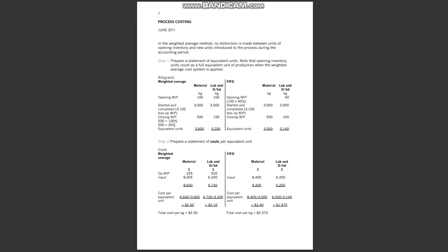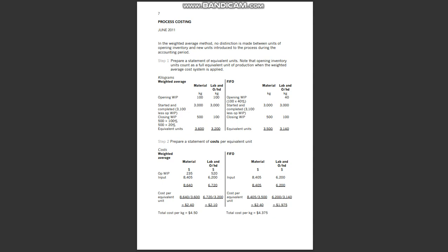Then how do we solve that question? Step 1: we prepare a statement of equivalent units. Note that opening inventory units count as full equivalent units of production when the weighted average cost system is applied. Then we draw the account of work in process. We put the opening work in process, their quantity, their material, and the amount as per the question. Opening work in process 100 kg, and labor overhead also 100 kg.